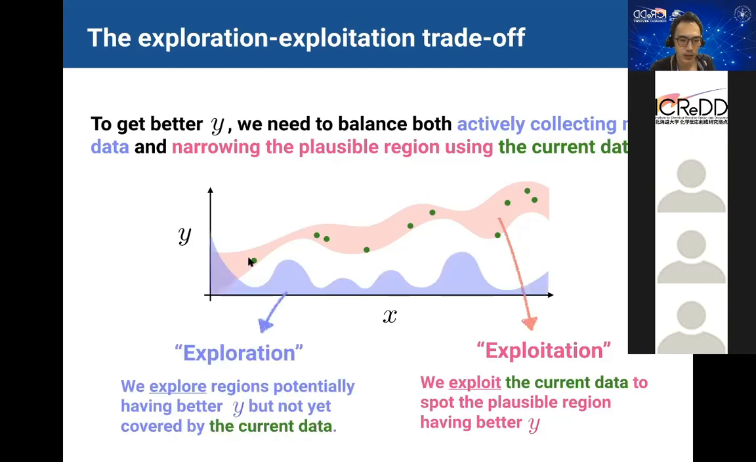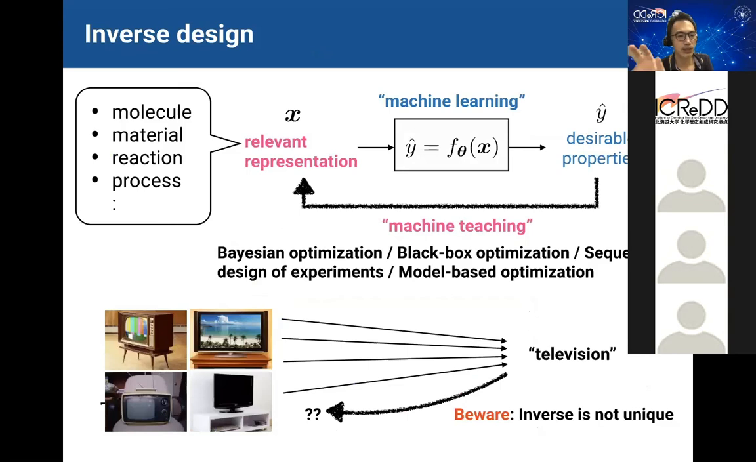So like here. Here we have a sample, but here there is no data. There is no data in between these training samples. Here there is no data area. And in high dimensions, most of the area is untested. So we need to explore regions potentially having better Y, but not yet covered by the current data. So we need to balance exploration and exploitation. And this is a core concept required to perform the task of reverse design.